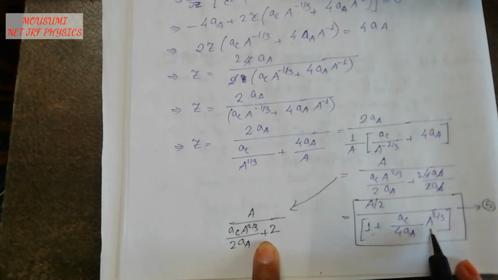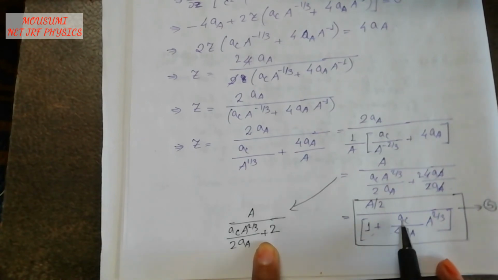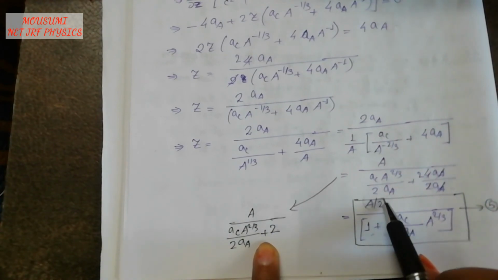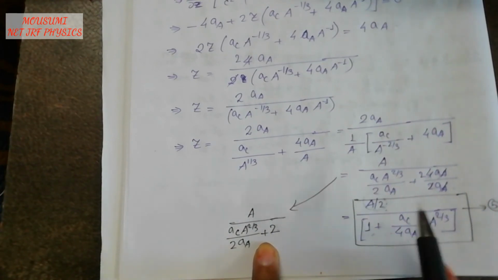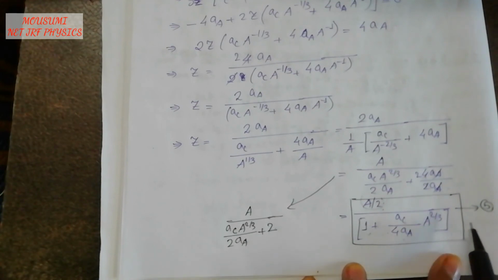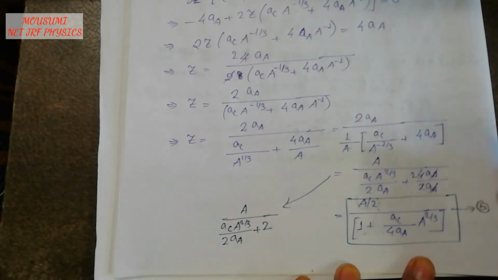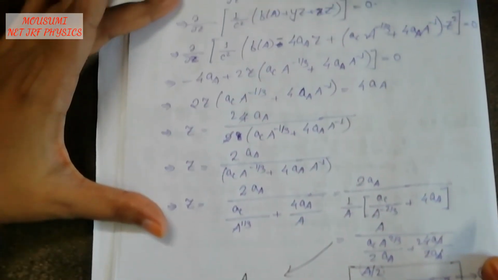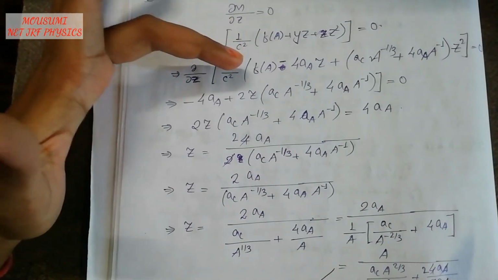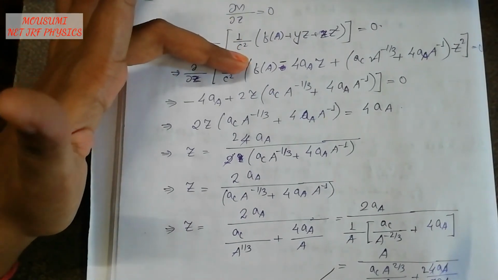You can do the calculation yourself also. This is just taking a simple common, and this 2 which I have taken common, I have taken to the numerator, that is A by 2 I have written here. So finally you will get A by 2 by 1 plus AC by 4AA A to the power 2 by 3. So the correct option is option B here. So this is very simple. You have to just take for the stable nucleus del m del z equals 0, substituting the given values of y and z, and just solving and finding out the value of z.